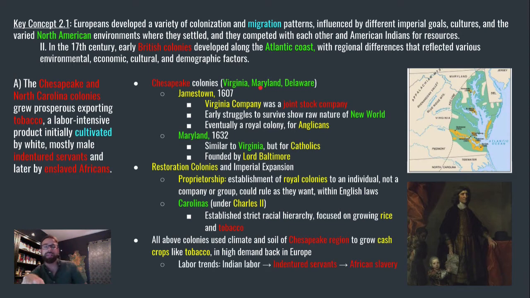Labor trends that we see happening within these colonies, there's the movement from Indian labor, which didn't work out because there was lots of conflict between the colonists in Virginia and the Chesapeake and the local natives. The movement towards indentured servants, which I talked about last time, eventually kind of dies out as a result of a smaller supply of people willing to sign these contracts. They were just able to pay their way themselves, and eventually it becomes much cheaper to go the African slavery route.